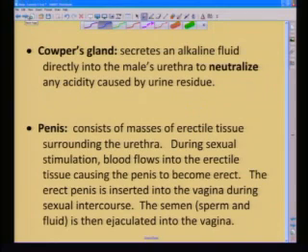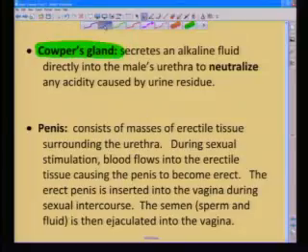All right, now our third gland that we're going to look at is our Cowper's gland. And the Cowper's gland says, right, we need to make sure, now we've neutralized, we've got food for the sperm, okay, from the seminal vesicles.